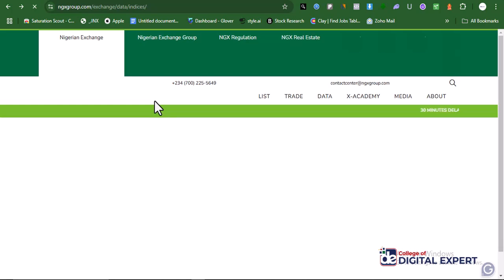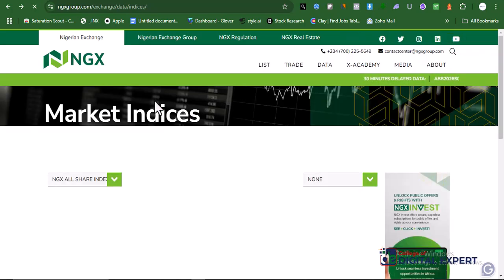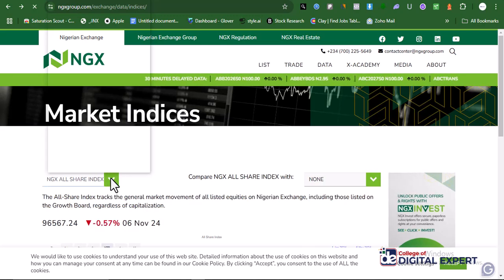Let's look into our group, which is the ngxgroup.com. Let's look into the exchange data and indices. Let's talk about the indices. Let's look at how we track and the different things we track when it comes to our exchange in Nigeria. We have different indices that we can track, which we'll explain better now.